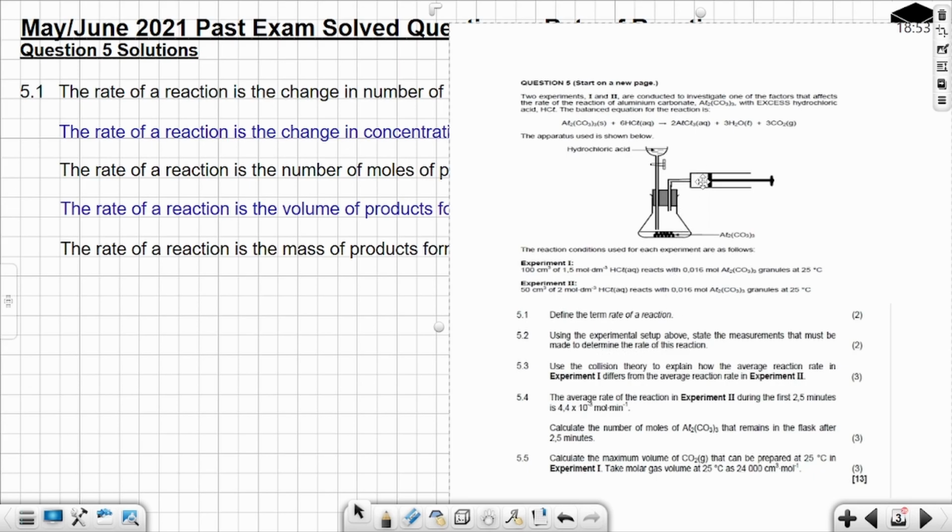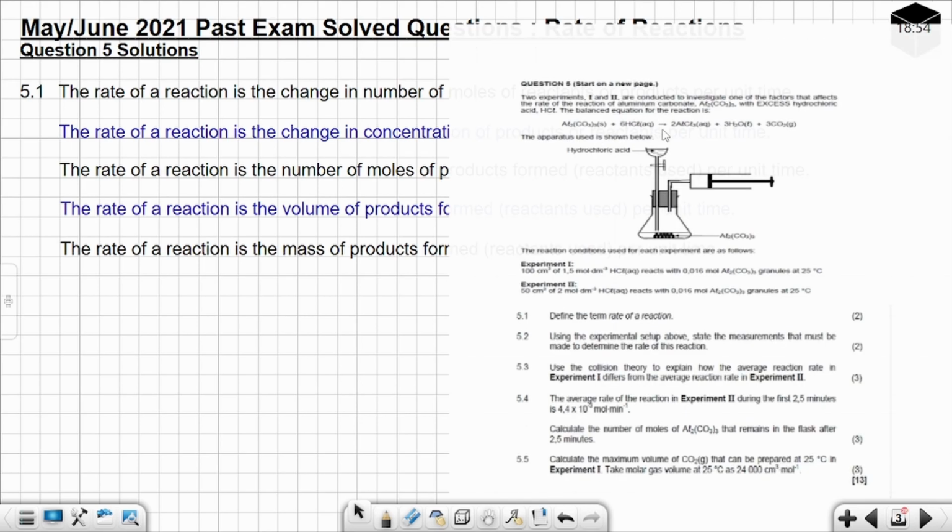Which measurement must be made in order to determine the rate of this reaction? We can measure the volume of carbon dioxide collected in the gas syringe per unit of time. So you measure the volume of carbon dioxide collected in the syringe per unit of time. Okay, that is one measurement. Or we can say we can measure the time taken for the aluminum carbonate to be used up.